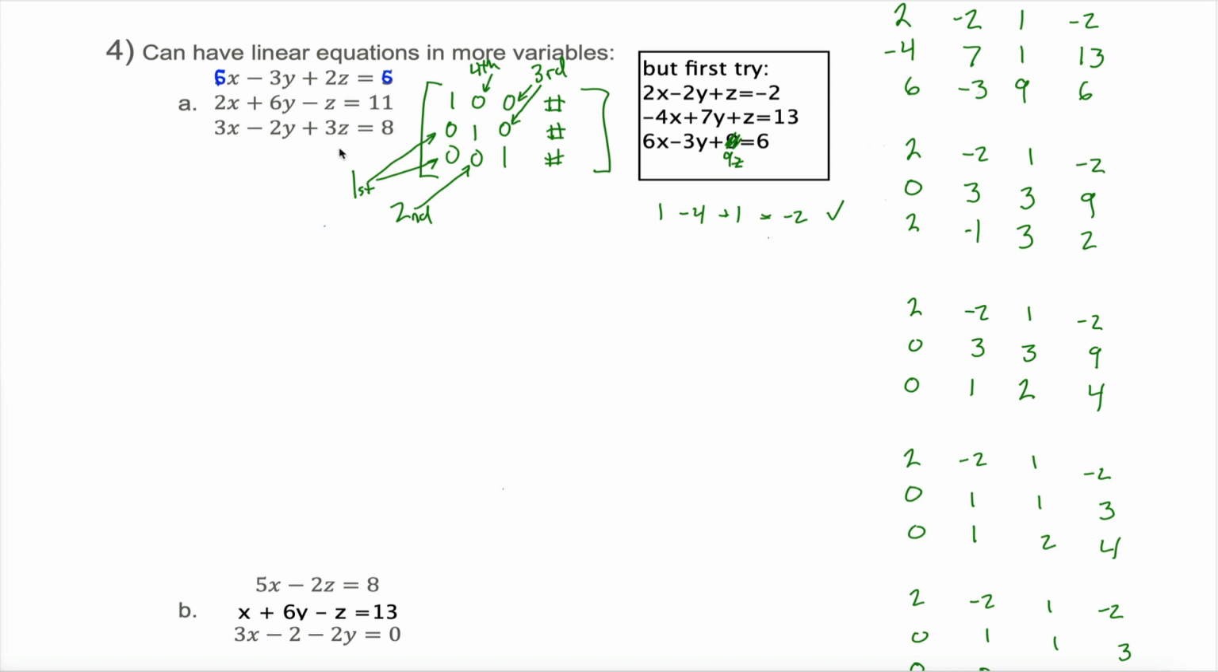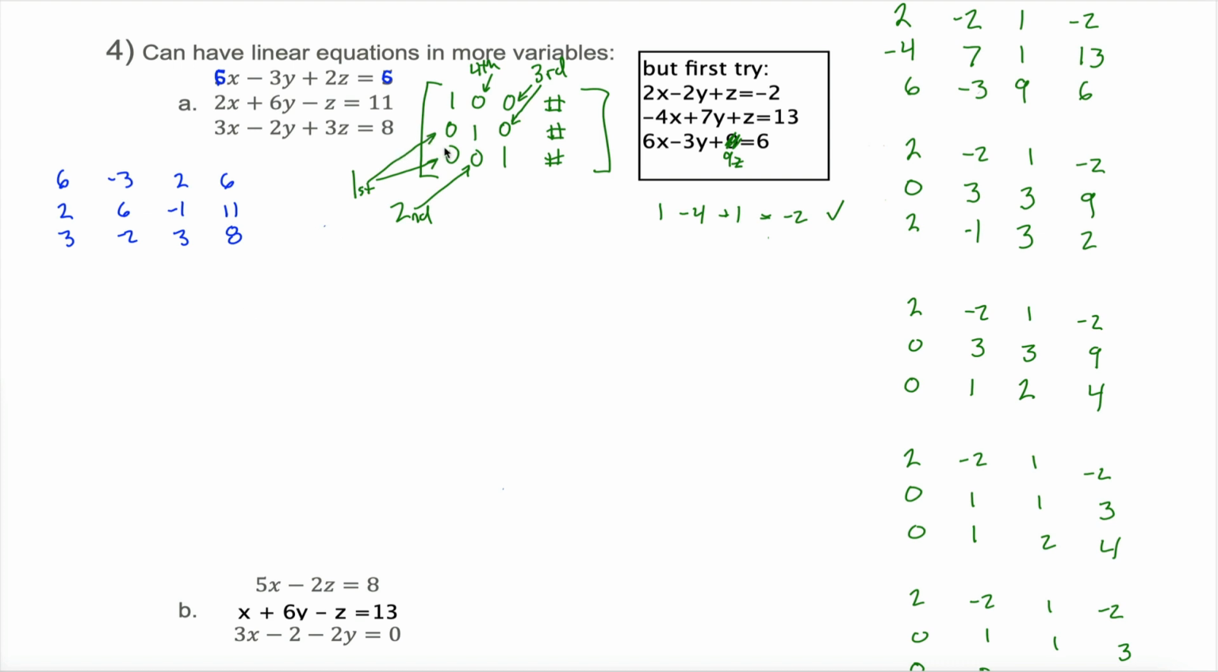Anyways, note that these equations are already in the right form. We got the x's, the y's, and the z's equal some number on all 3 lines. So we can immediately create our matrix. It would be a 6, negative 3, 2, 6 first row, a 2, 6, negative 1, 11 second row, and a 3, negative 2, 3, 8 third row.